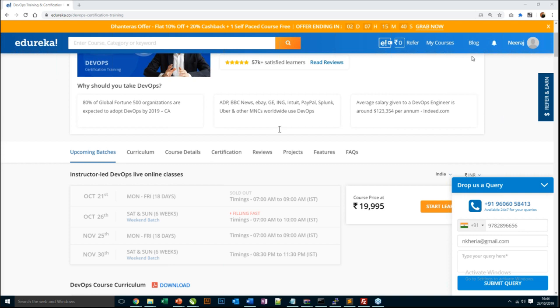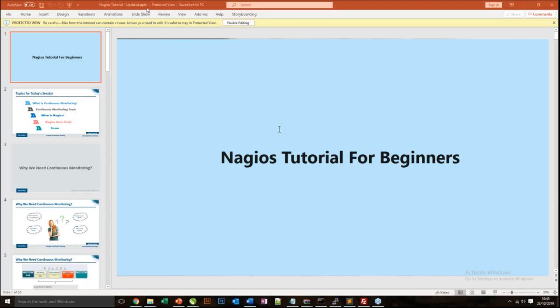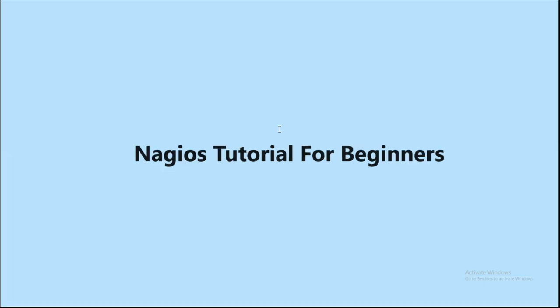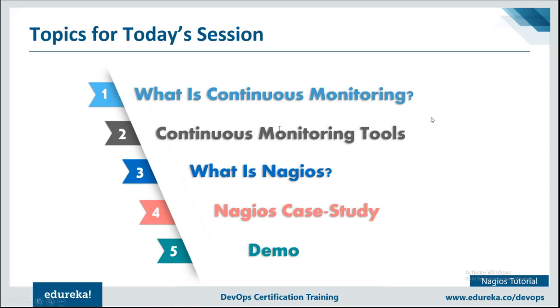So now let's get started with a discussion on what exactly continuous monitoring is, why it is important, and how we can start with the entire setup. Here we'll be focusing on understanding the Nagios tool, especially for beginners. We'll have a quick understanding of what continuous monitoring is, what different tools are available as a part of it, what Nagios is, then we'll discuss Nagios case studies, and then we'll have a quick demo as well.